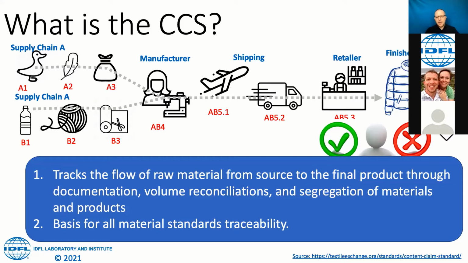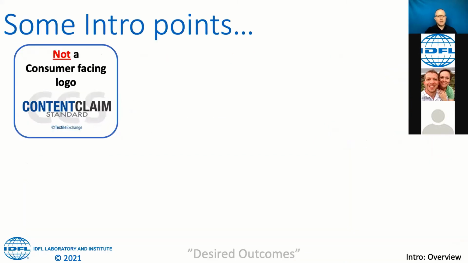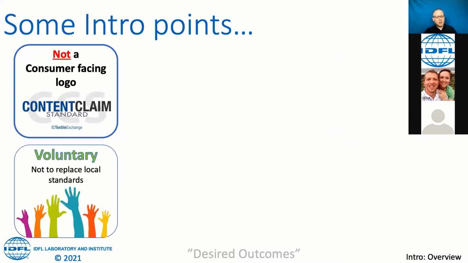Now I wanted to go through a handful of key points. I'm just going to bring these up right here. The first thing to explain is that the content claim is not a consumer-facing logo. You'll never see a finished product with the content claim standard logo on it. This is all voluntary. These are not to replace local standards. So if you're in the US, it's the AATCC or the ASTM, or if you're in Europe, you're using ISO or DIN methods. These are not replacements for those quality standards. This is all about traceability.